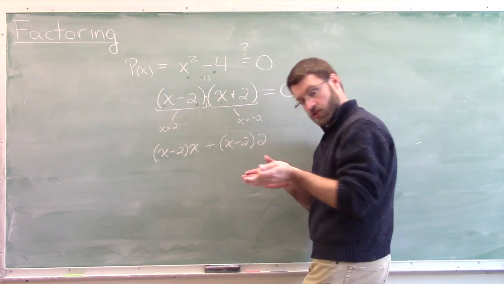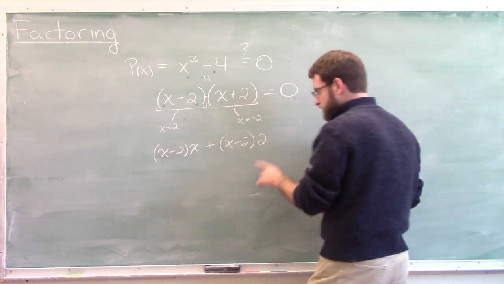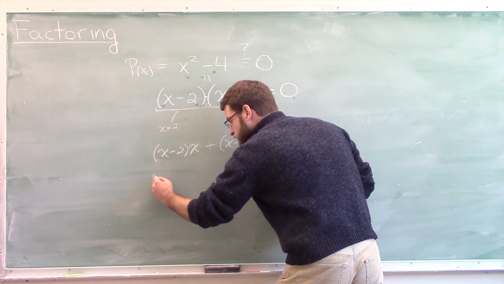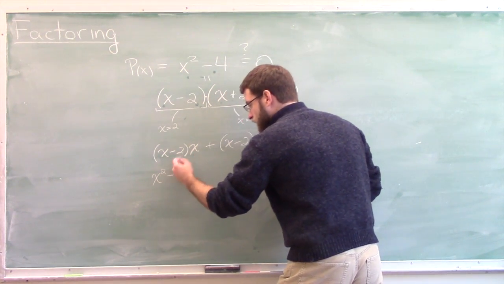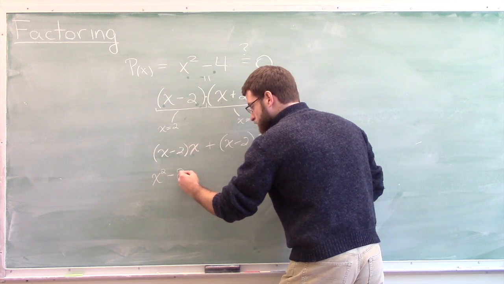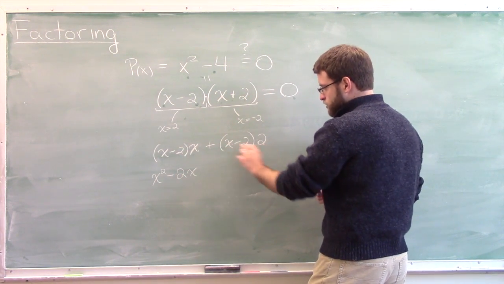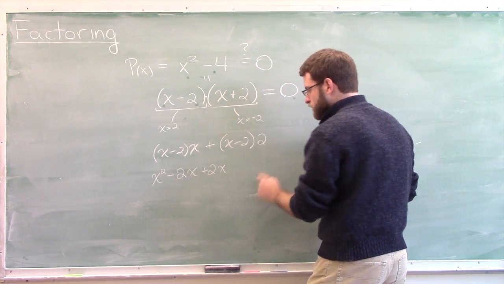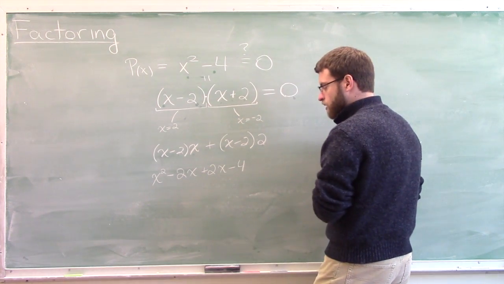And now I'll use the distributive property again to spread this x across the first piece and spread the 2 across the second piece. So x times x gives us x squared. X times minus 2 gives us minus 2x. And from these second pieces, 2 times x gives us plus 2x. And 2 times minus 2 gives us minus 4.